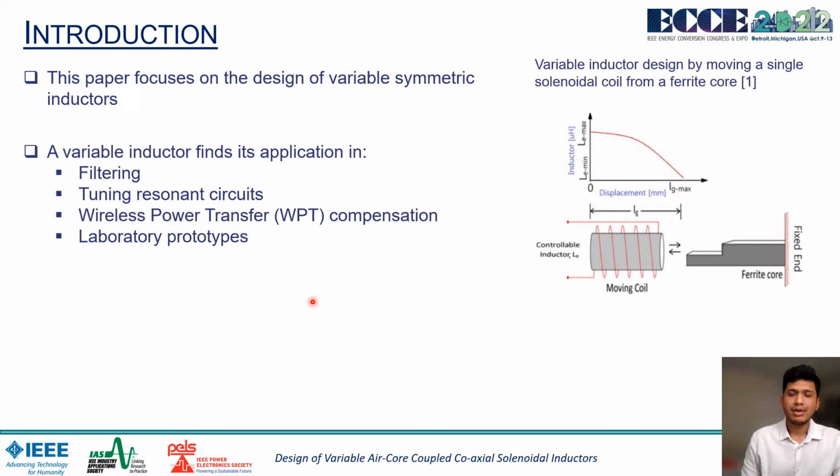Here is an example of a variable inductor designed by moving a single solenoid coil from a ferrite core. In this scenario, the ferrite core is fixed while relative motion is made by moving the coil towards or further away from the core. This leads to a change in the inductance, as can be seen on this plot. This is one of the methods by which variable inductance can be achieved.